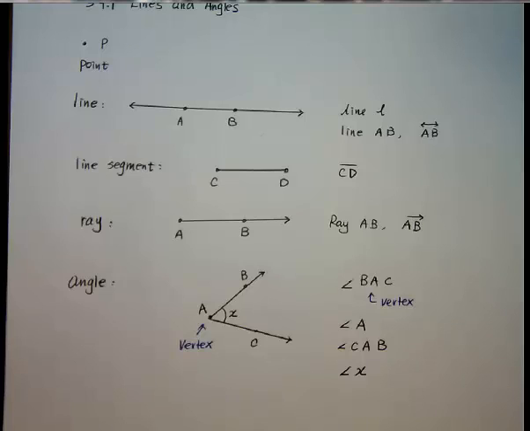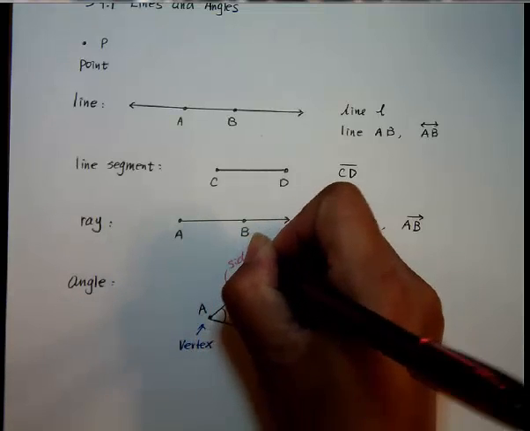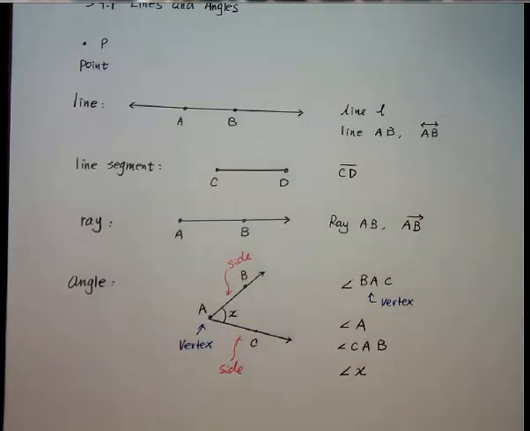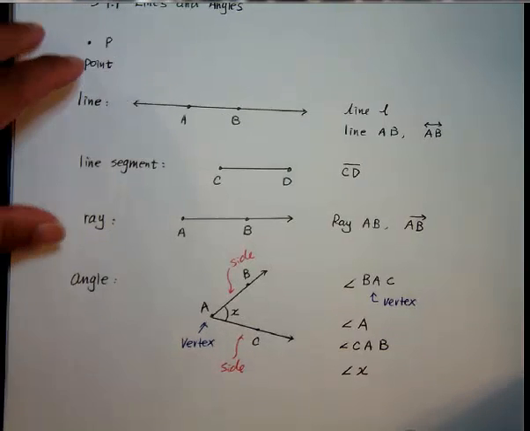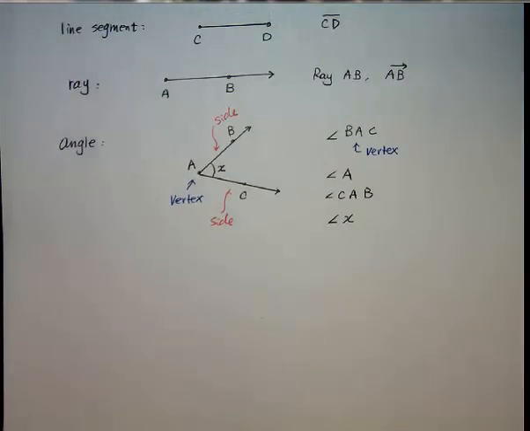So the ray AB is called a side of the angle. That is a side of the angle. These are the two rays. Alright, let's take a look at other angles.